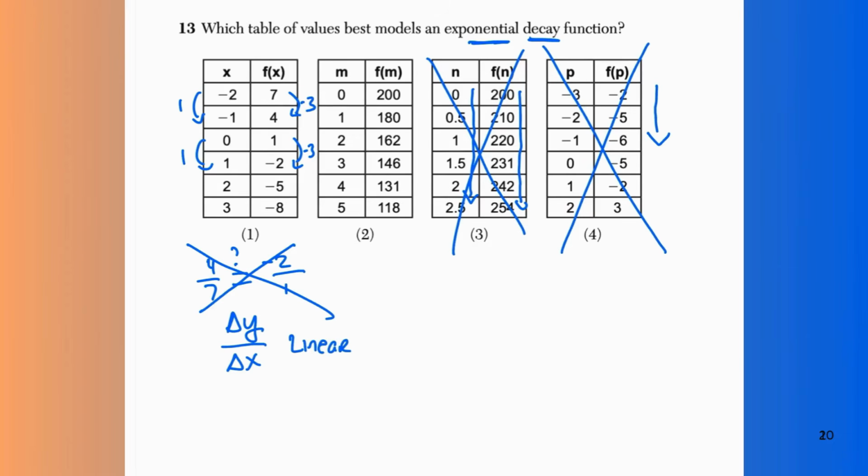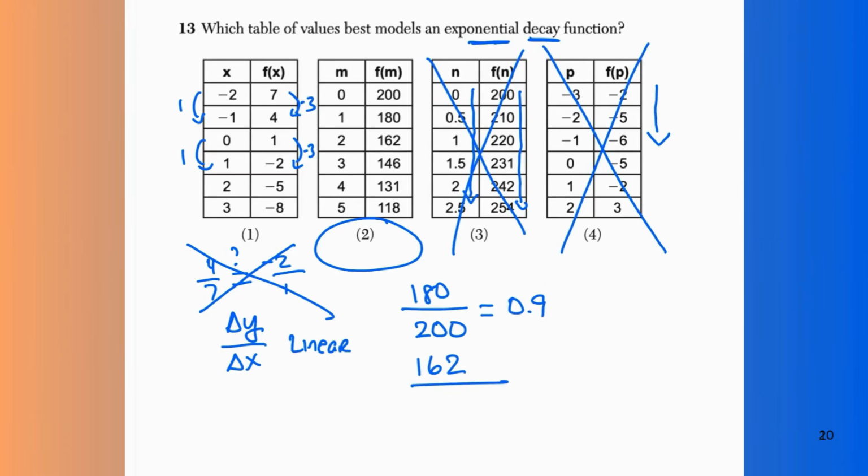So that leaves us with number 2 being the exponential function, but let's prove why. So like I said before, if you take any of the output values, so if we take 180 and we divide it by the one that came before it, 200, we'll see what our common ratio should be. And we get 0.9 here. So let's see if the same thing happens. If I take another output value, 162, and I divide it by the output value before it, what do I get? 0.9. And that'll keep happening as we go down that table. We'll find that the common ratio here is 0.9, and this is indeed our exponential function.